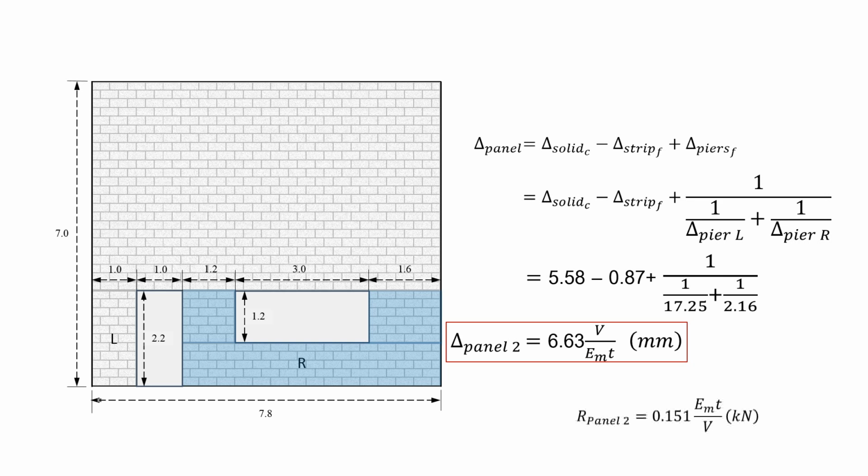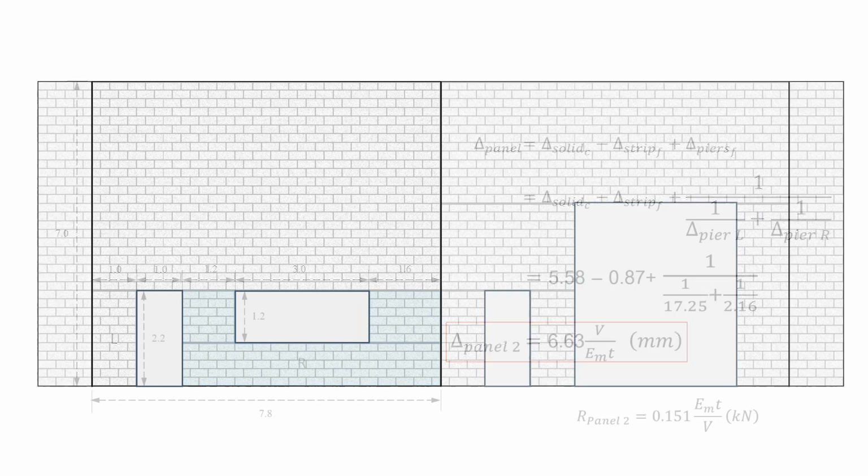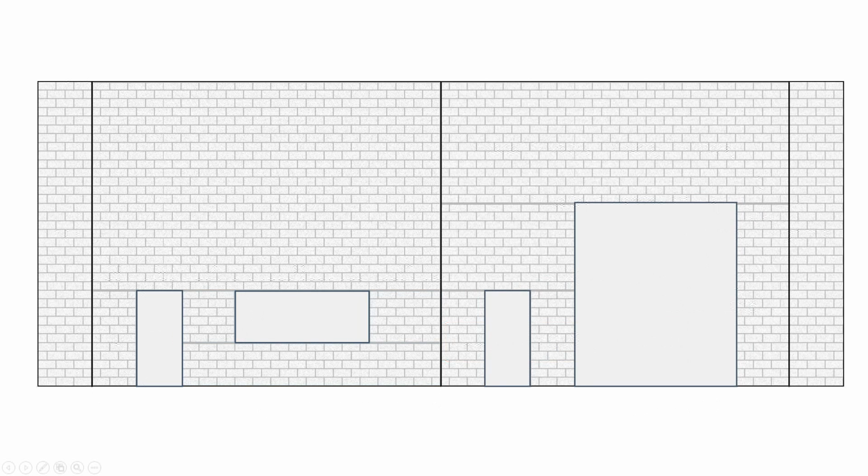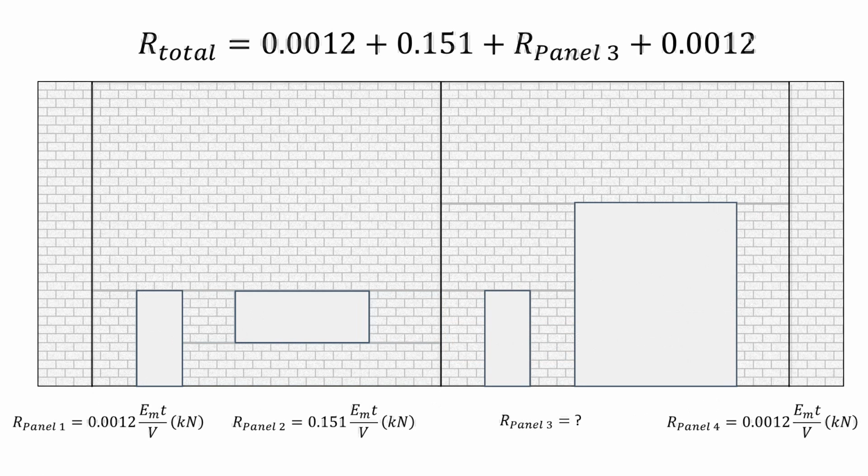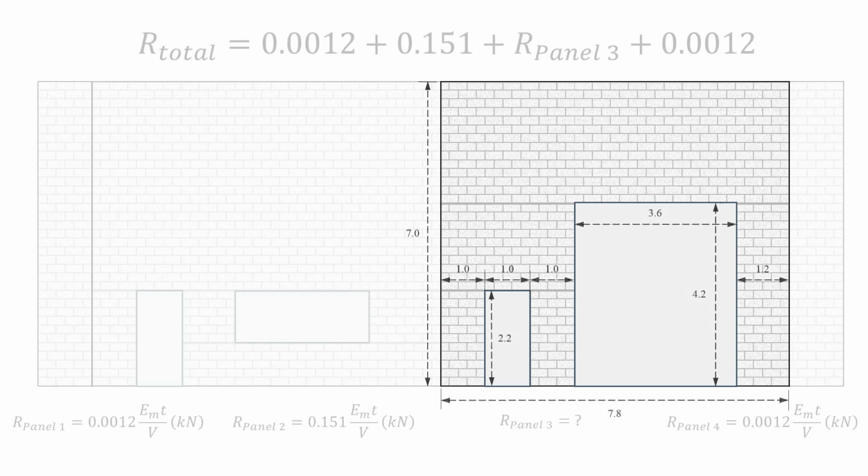And of course, if I look at the rigidity as the inverse, I can just do 1 divided by 6.63 to get that 0.151. Now remember, once again, this number by itself is not important. Same with that delta value. That's not a drift value. We're just looking at these relative deflection values to try and see where our loads are going. Now going back to our full wall, we now have the rigidity of 3 out of the 4 panels. So in order to get that R total value, we need to find the rigidity of wall panel 3.